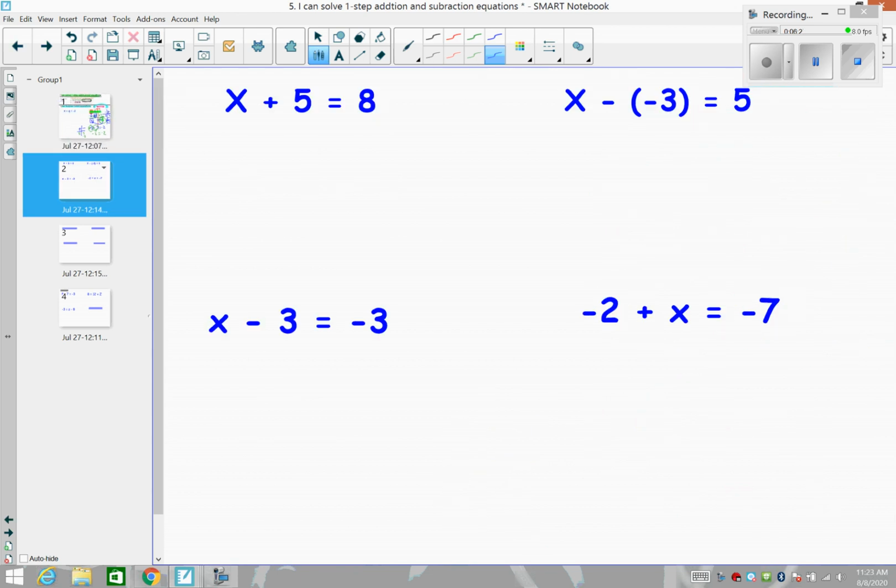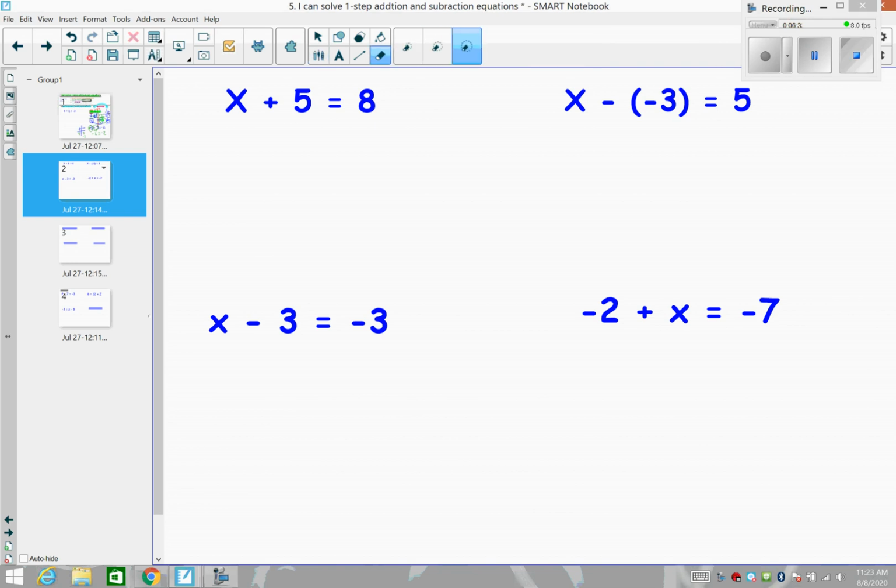All right, so we're going to try some more here. And then you'll have a chance to try some on your own. I'm going to work through this one and then see how we do. Here we go. You all probably know just by looking at that the answer is 3. But let's show our steps.